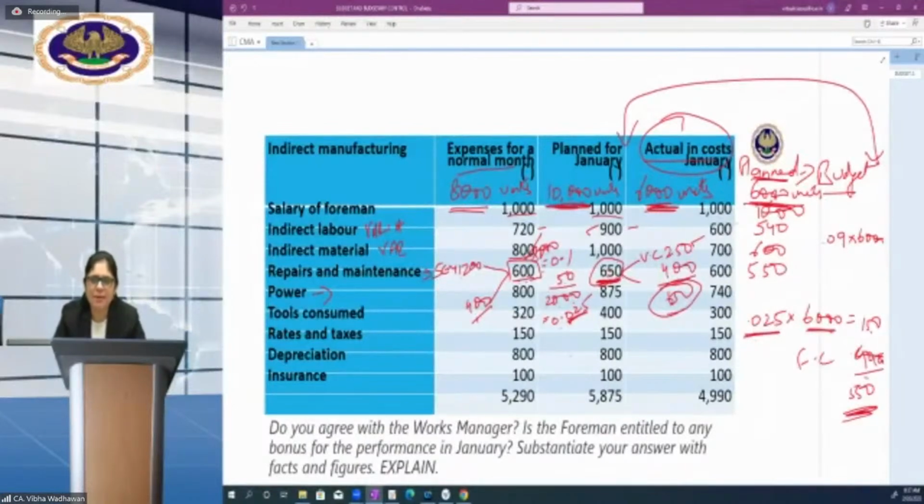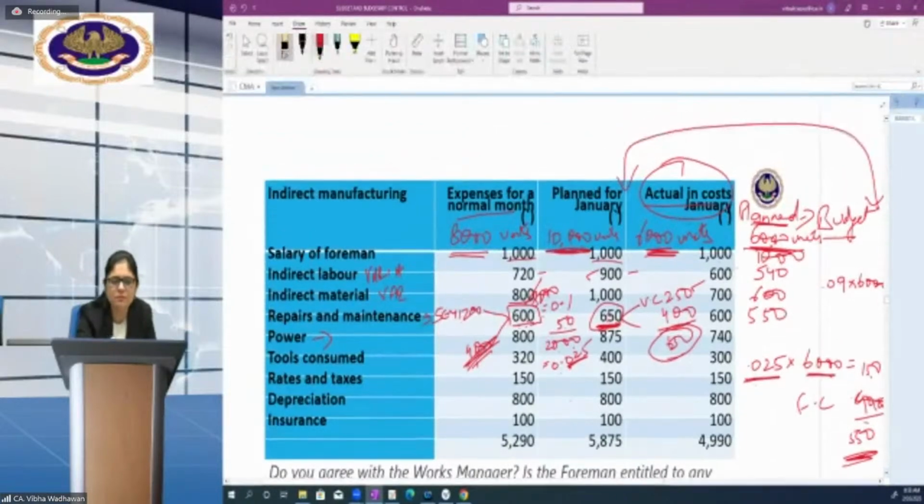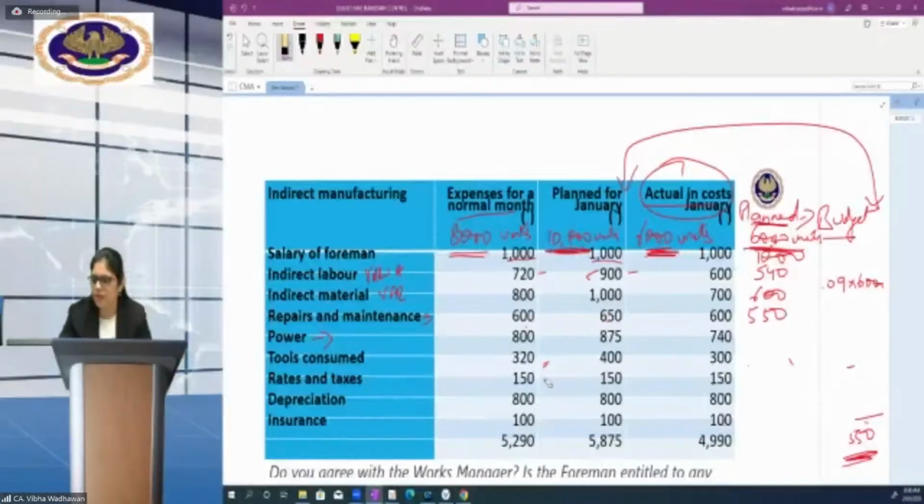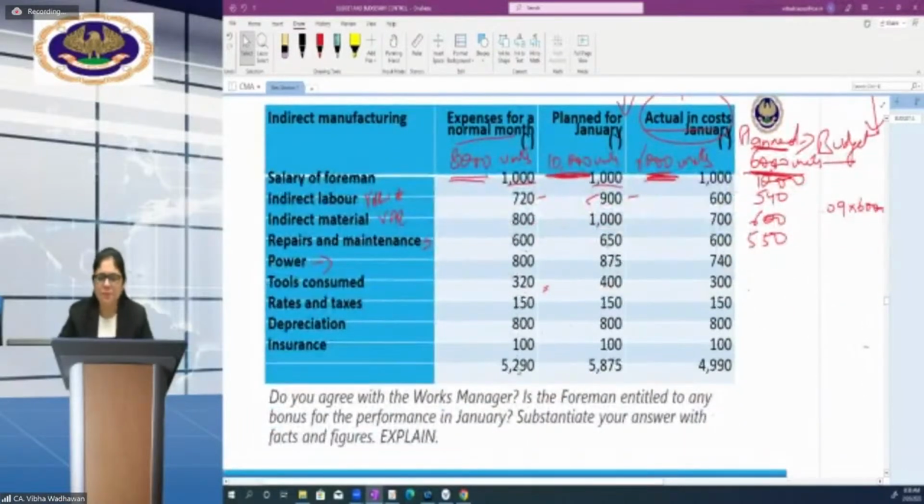Repeat the same exercise for power also. Power also will be semi-variable. How? Let us find out. I'm just erasing the extra thing so that now I hope you have understood. Okay, so let's understand for power also how we do it. 550 is for repair and maintenance. Power, if you see, is 800. So 800 divided by 8,000 has to be 0.10.